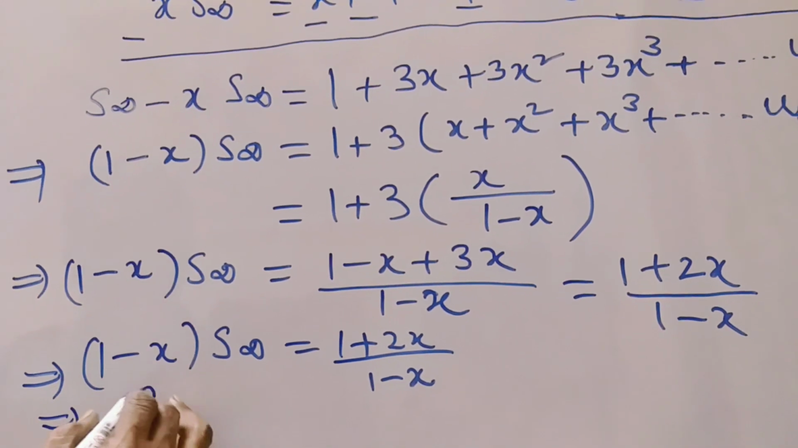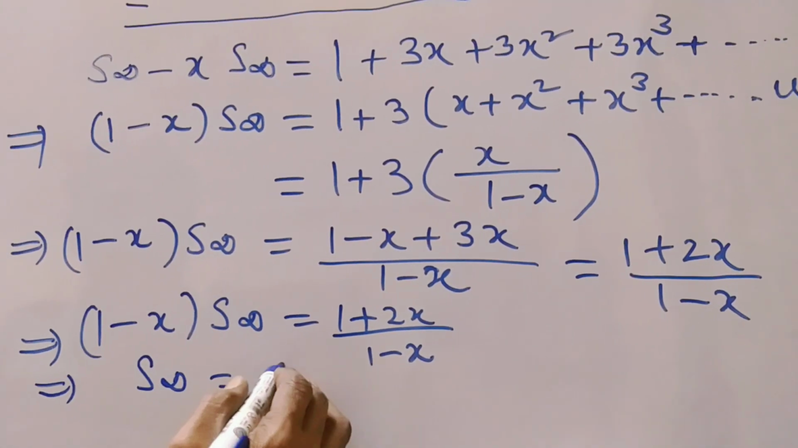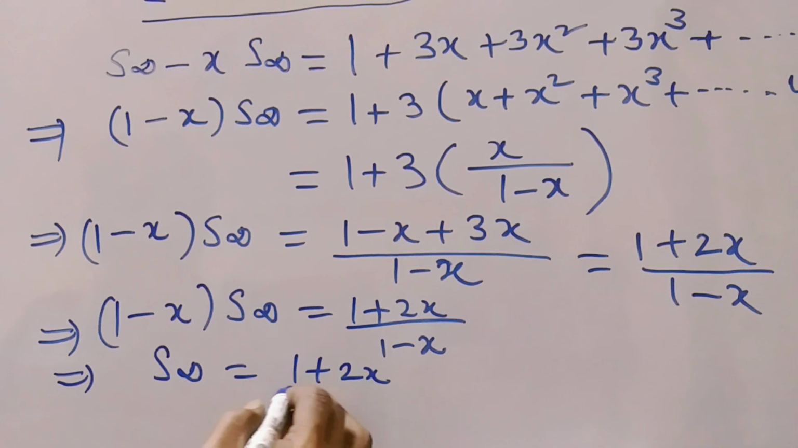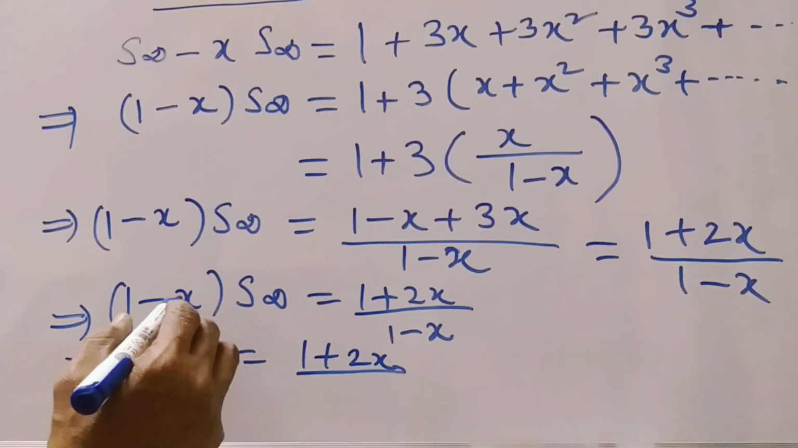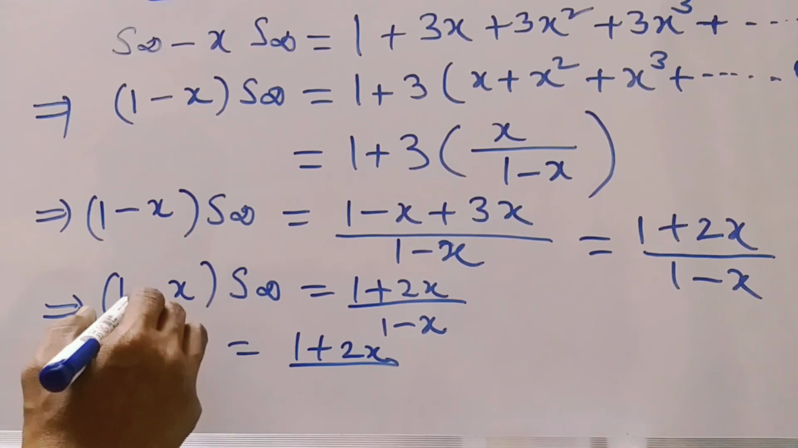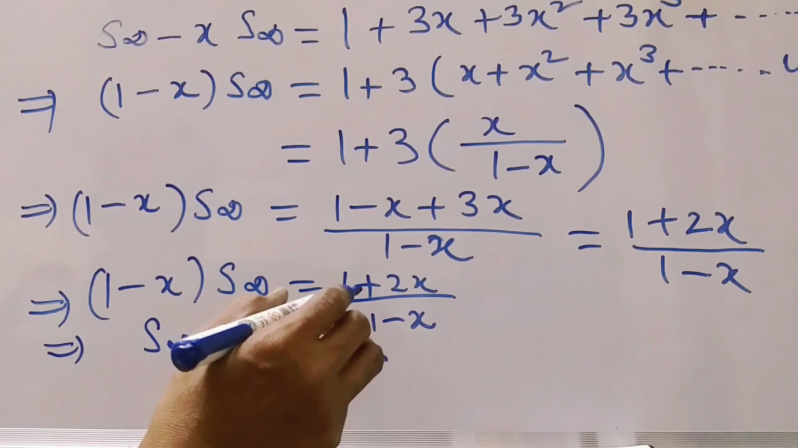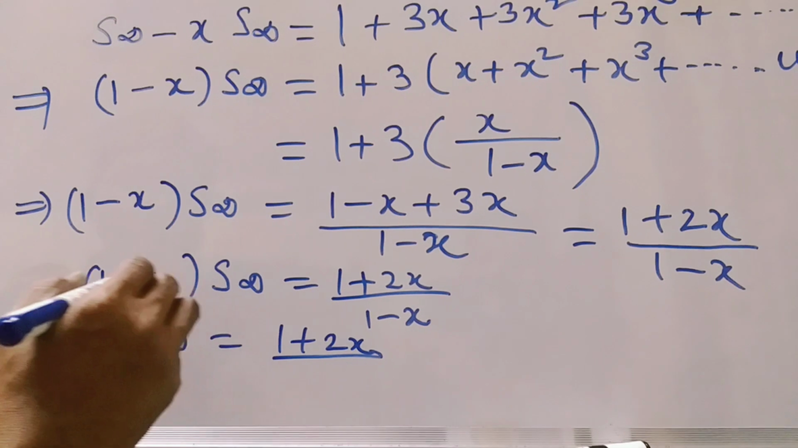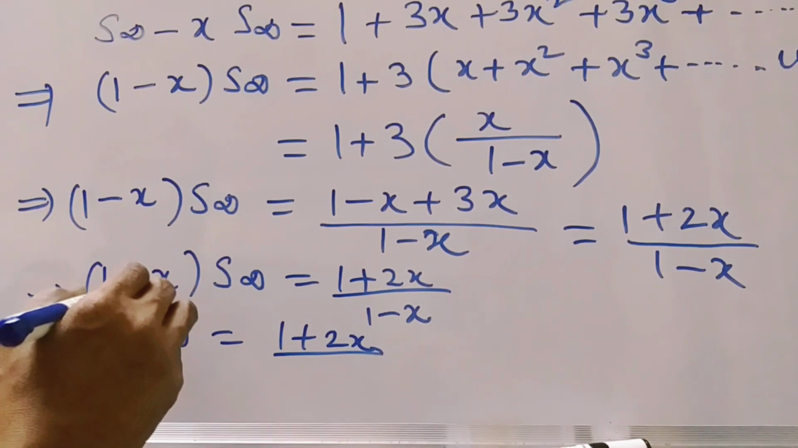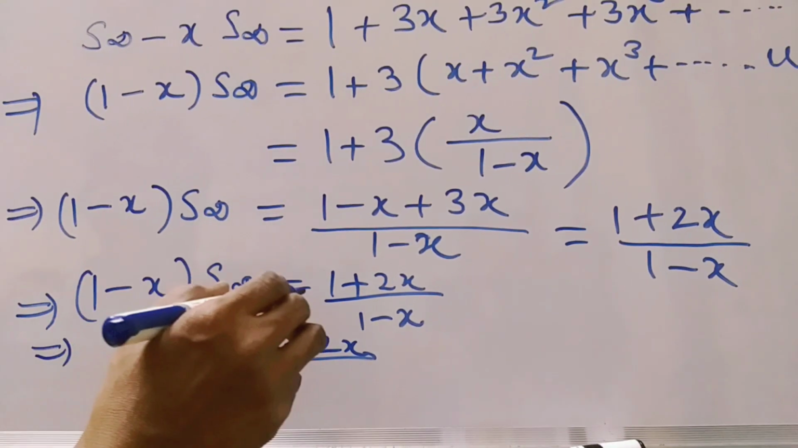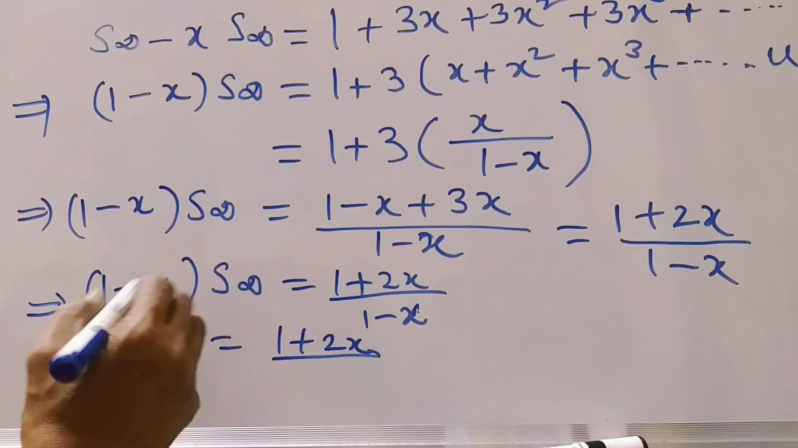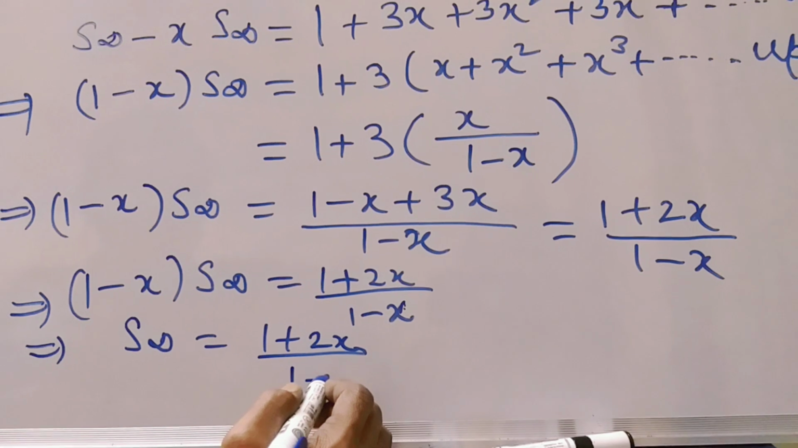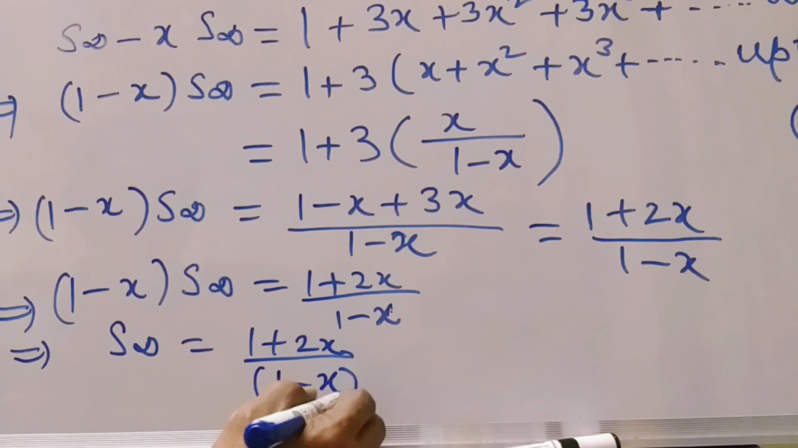S infinity is equal to (1 plus 2x) by (1 minus x) square. When we send 1 minus x to the right hand side, that means transposing it, it becomes division. So (1 minus x) whole square.